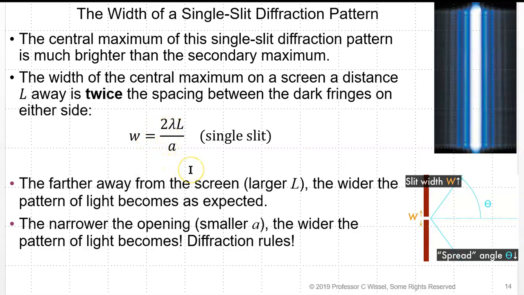The further away from the screen you go, the larger L, the wider the pattern of light becomes, as expected, because it spreads out. The narrower the opening, the smaller the a, also the wider the width of light. So in other words, as you narrow the opening, the diffraction increases and it spreads out even more. Eventually, if you spread it out too far, you don't get anything.